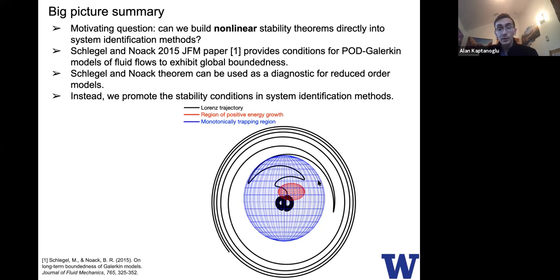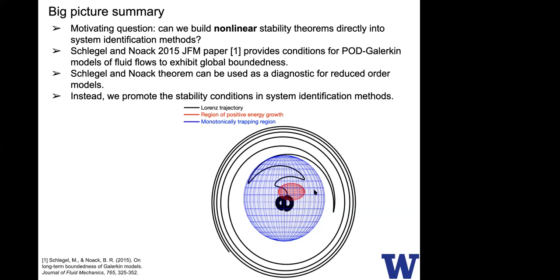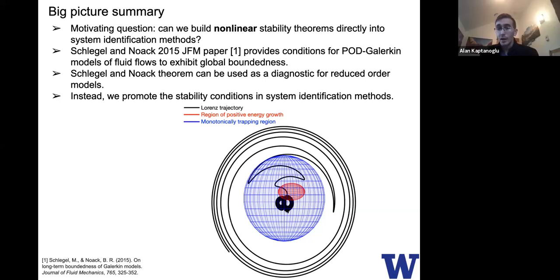And importantly, within this trapping region, you can have regions of positive energy growth, where I plotted this region in red for the Lorenz attractor. In fact, this region is exactly what keeps the Lorenz attractor on this nice limit cycle, rather than converging down to a fixed point. So this is the sense of stability we're going to be talking about in this paper. If you want a little more detail comparing and contrasting different forms of stability, I do have an extra slide at the end, so please ask about that if you're curious.